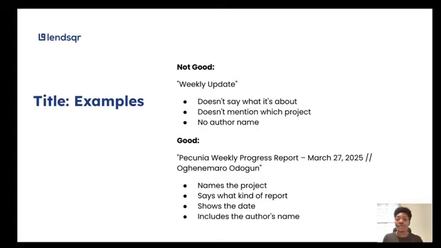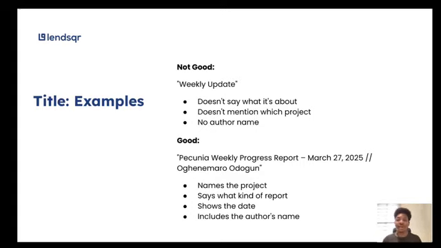Weekly update on what? Weekly updates from who? Weekly updates for what period, right? So you're already entering into the clarification process. You're already going into that phase, right? But "Peculiar weekly progress report," you already know what it's about. You already know it's about a product, not a project.